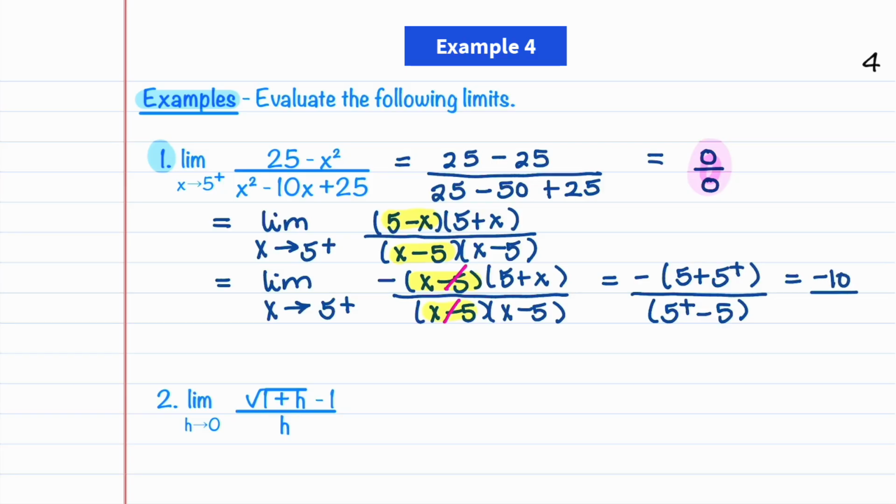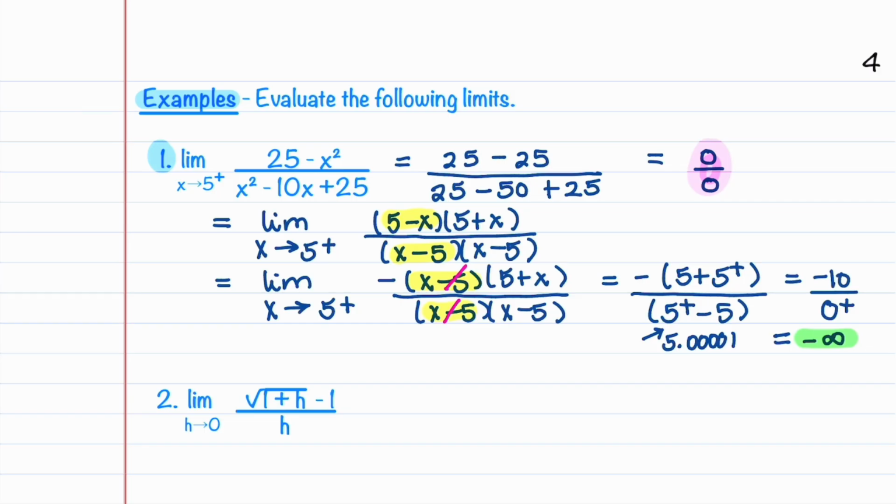And then in the denominator, we can think of 5 from the right as 5.000, lots of zeros and then a 1, minus 5. So this is a number close to 0, but it's going to be positive. So we have a negative number divided by a really small number that's positive, and that's going to give us an answer of minus infinity. So our limit is equal to minus infinity.